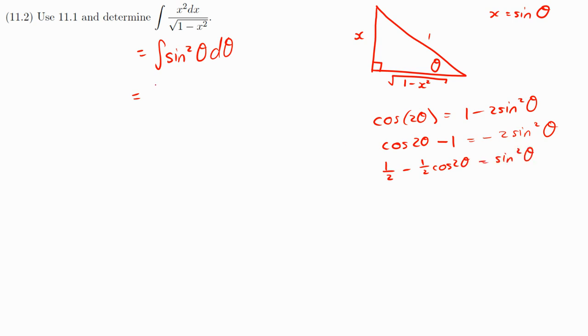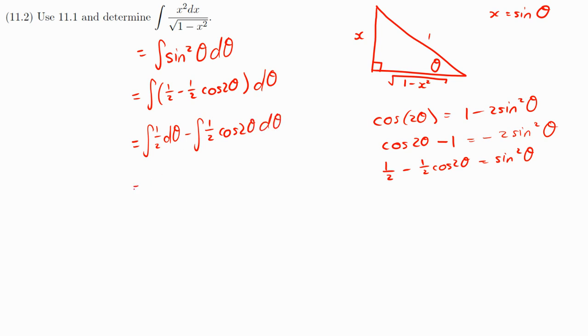Okay, now let's substitute that into this. So it will be a half minus a half cos 2 theta. So that's what we changed it to. So let's integrate this rather because it's much easier. So we have the integral of a half d theta minus the integral of a half cos 2 theta d theta. So this will just be a half theta minus.